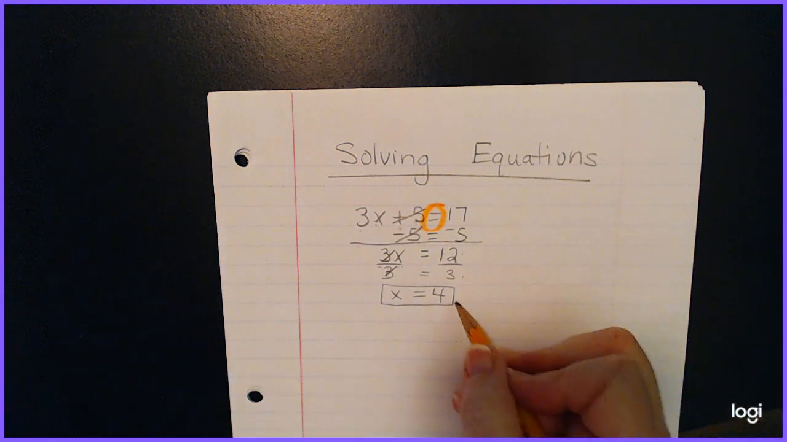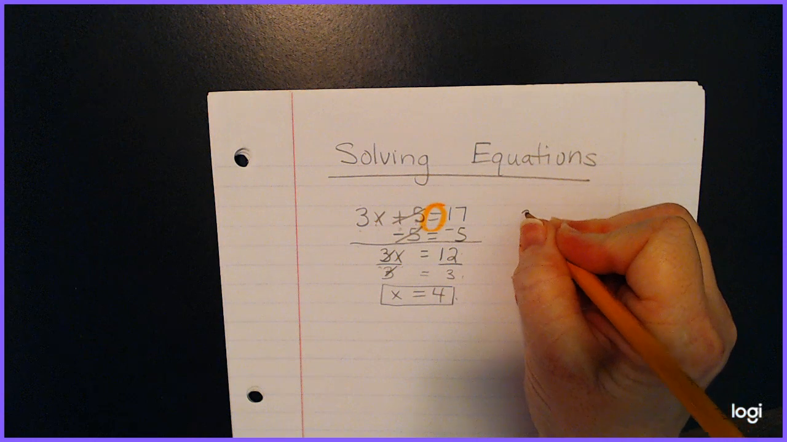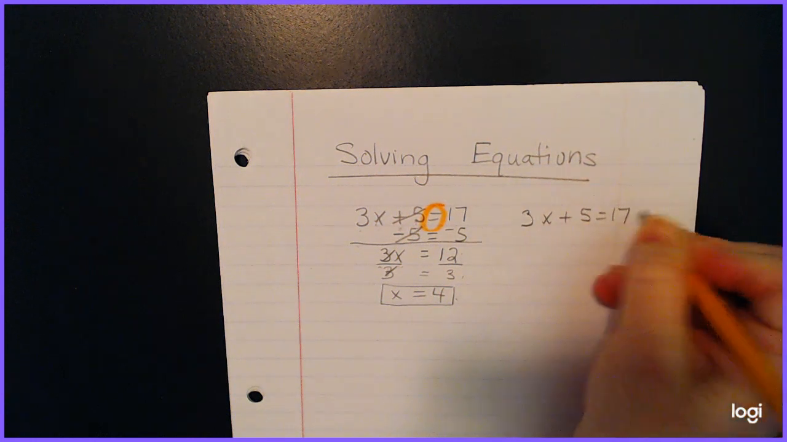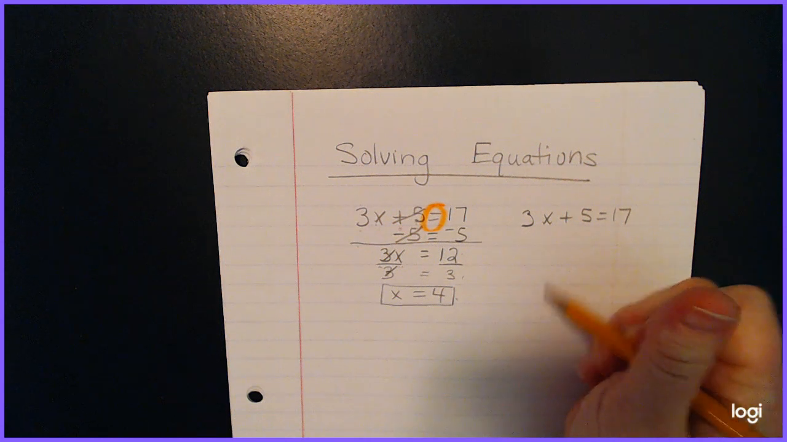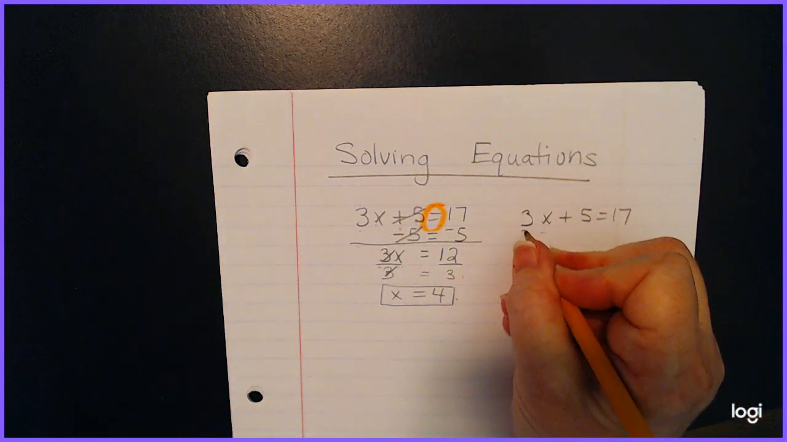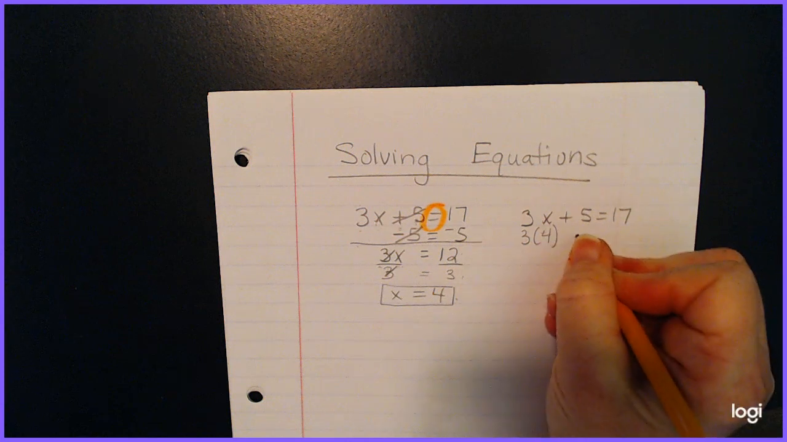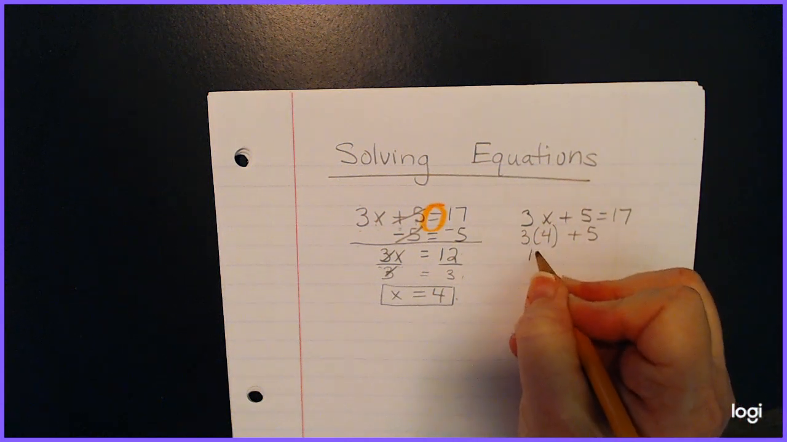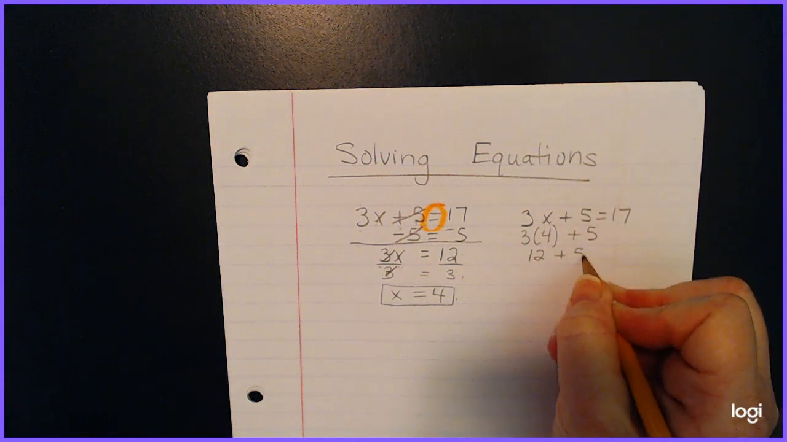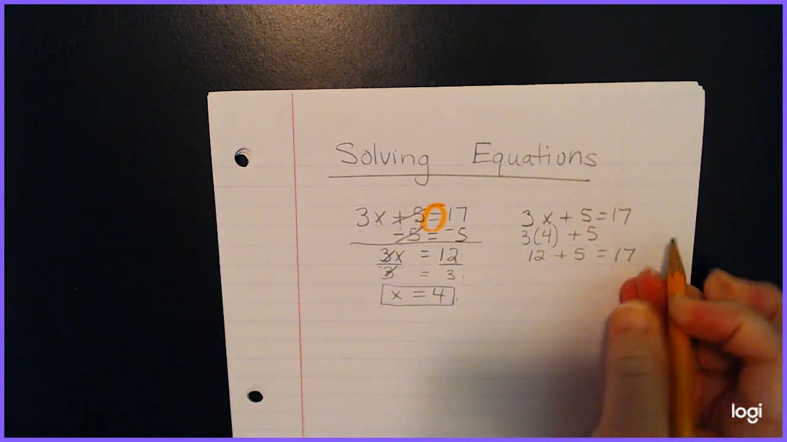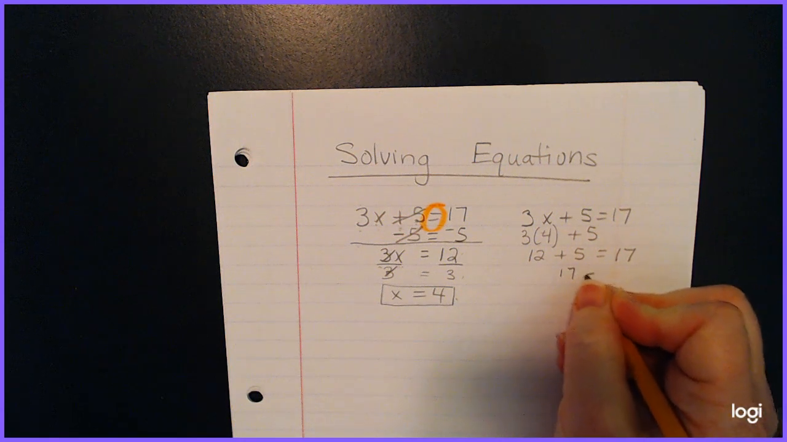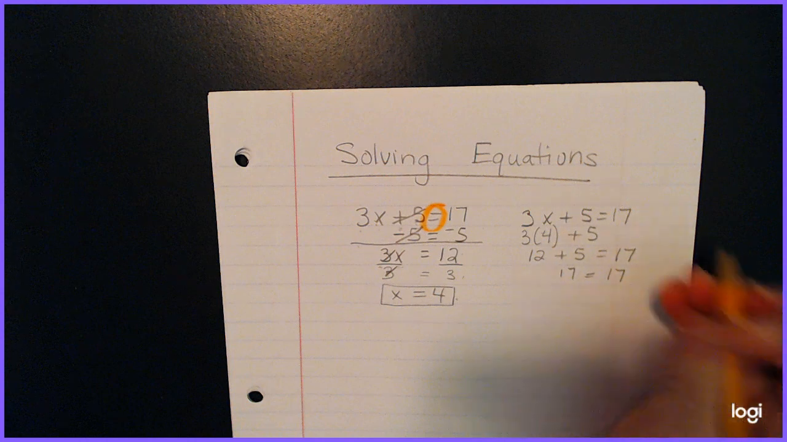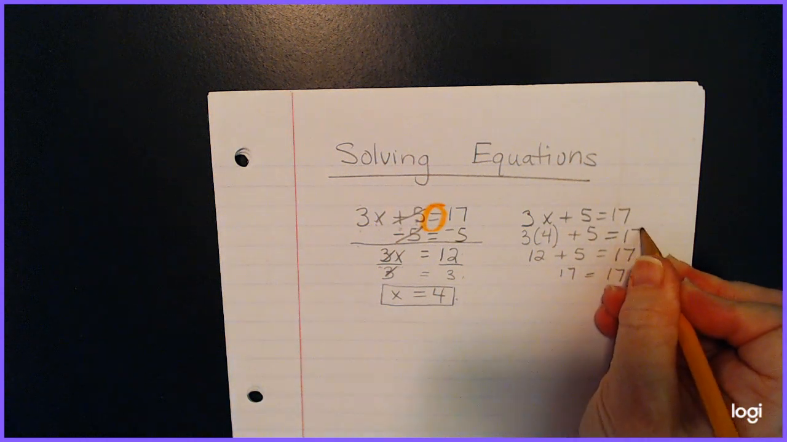Now I can always check my answer to see if it's correct by rewriting my problem right here. And I could substitute 4 in for x right here, like this. Let's see, 3 times 4 is 12. 12 plus 5, it does equal 17. Look at that. And those two are equal. I guess I should leave a 17 right there as well.